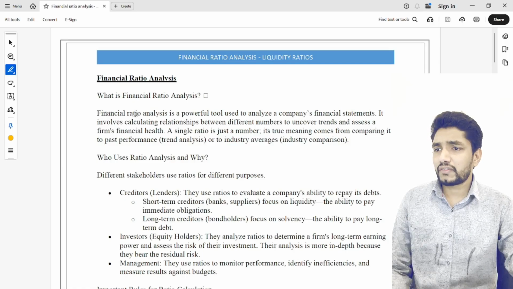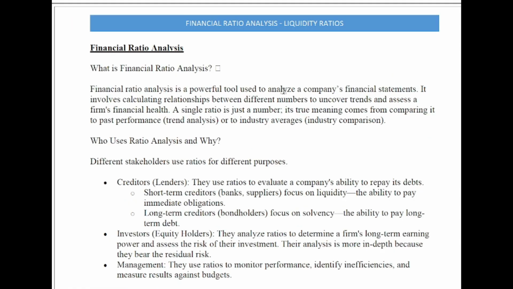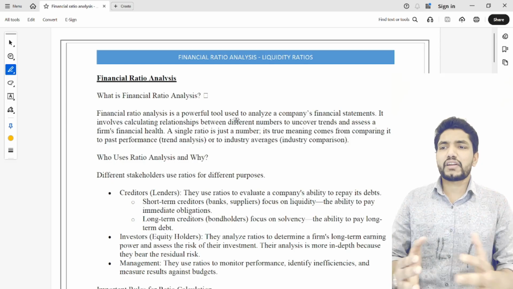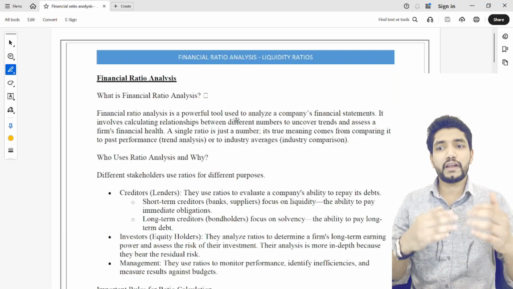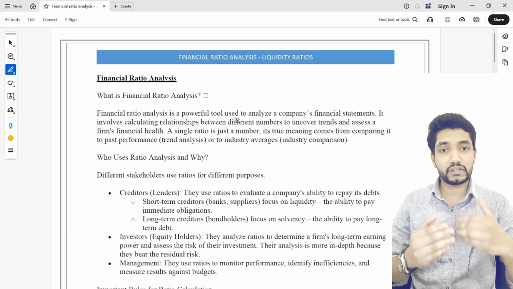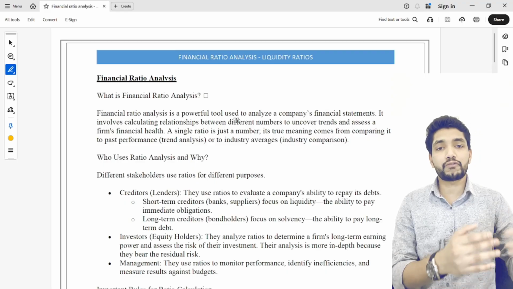Financial ratio analysis is a powerful tool used to analyze a company's financial statements. It involves calculating the relationship between two different numbers to uncover trends and assess a firm's financial health. Financial ratio analysis is mainly the comparison between two values in the financial statements, whether from the same financial statement or a different one.